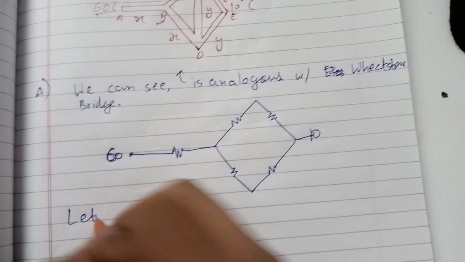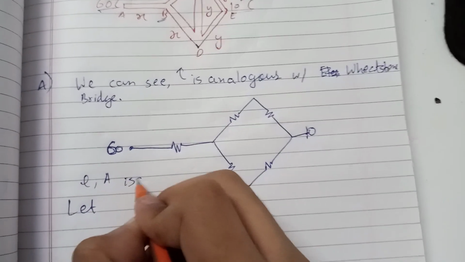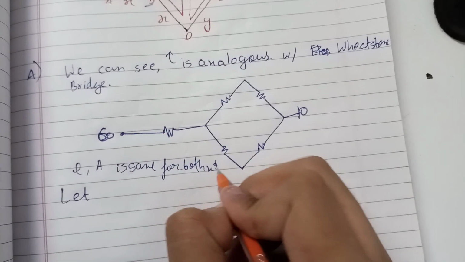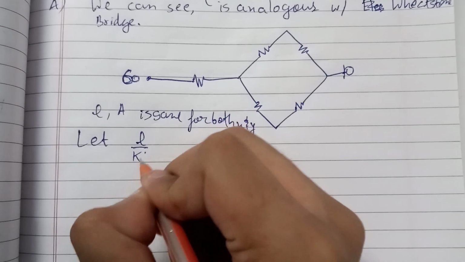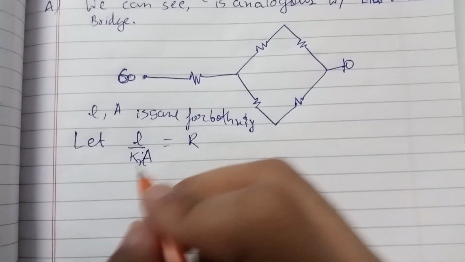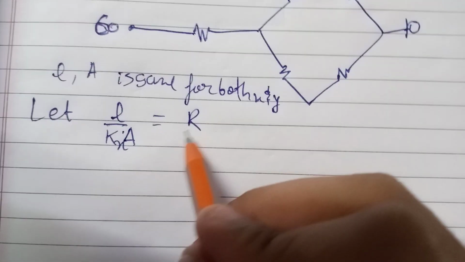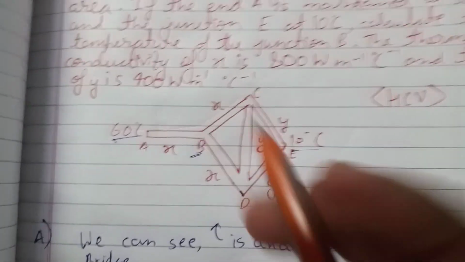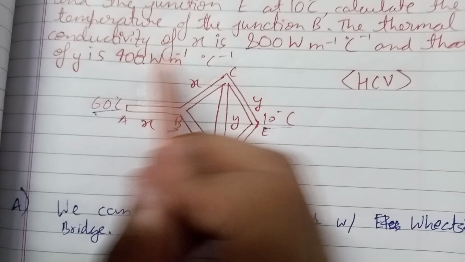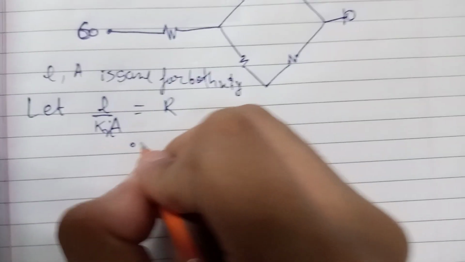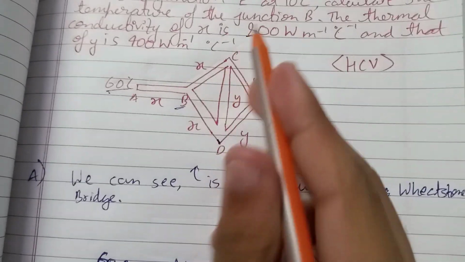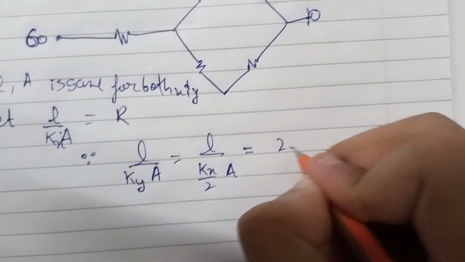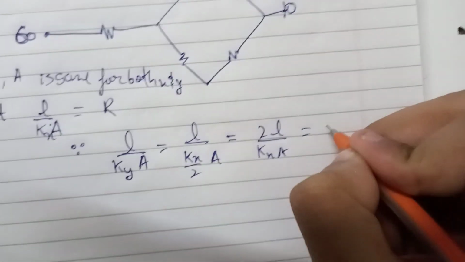Now since we know that L and A are the same for both X and Y, let L by KXA equal R. Now either we can assume another R with L by KYA, taking the thermal conductivity of Y. But as you can see in the question, the conductivity of X is 800 and Y has half the conductivity of X. So L by KYA equals L by KX by 2A, since it is half of 800, which equals 2L by KXA, equals 2R.